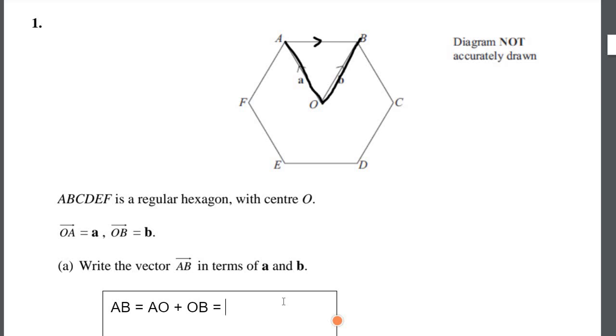And so now, because OA is equal to vector A, AO, which is in the opposite direction, is going to be negative A. I hope that makes sense. And the vector OB is B. So the vector A to B is actually B minus A.